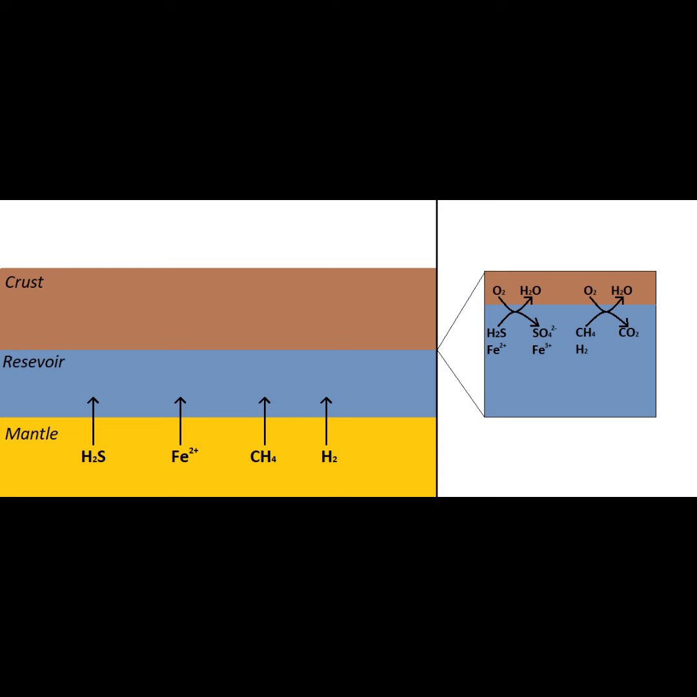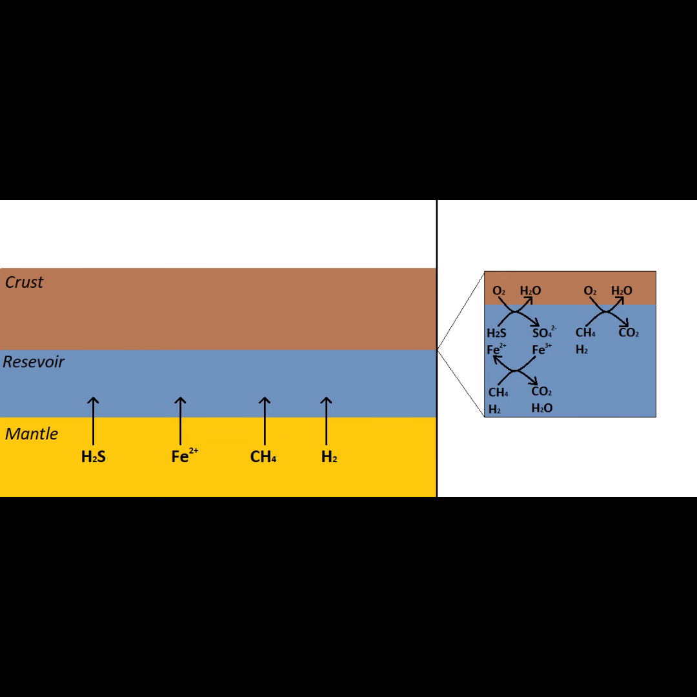At the very top layer, oxygen could be used as an electron acceptor to oxidize these chemicals, but it would become quickly depleted. Sulfate and ferric iron produced by the oxidation of sulfide and ferrous iron could be used to oxidize hydrogen and methane, but these would quickly become depleted as well.